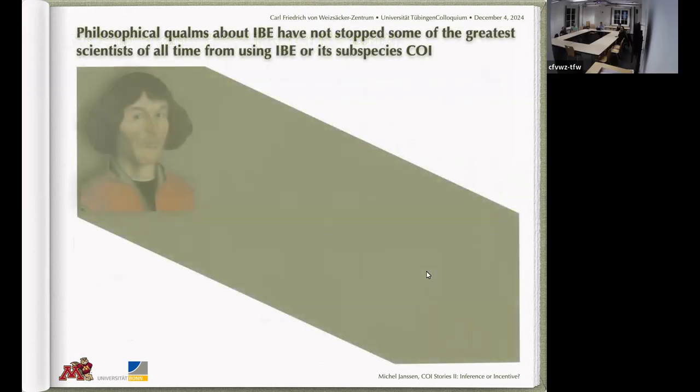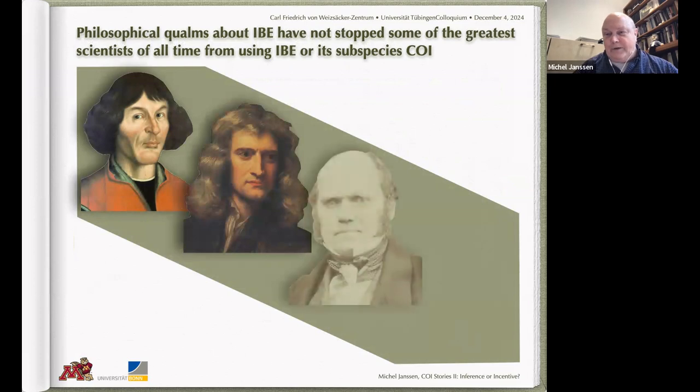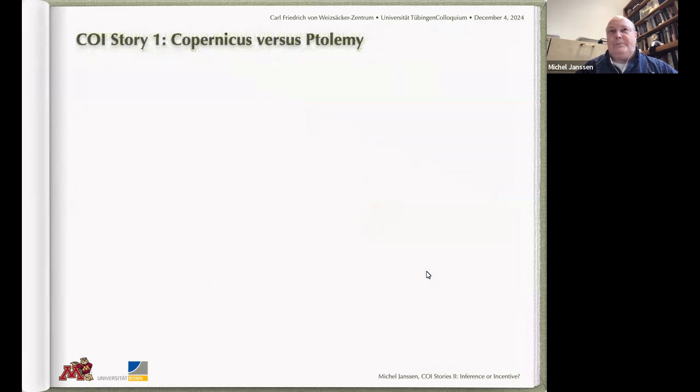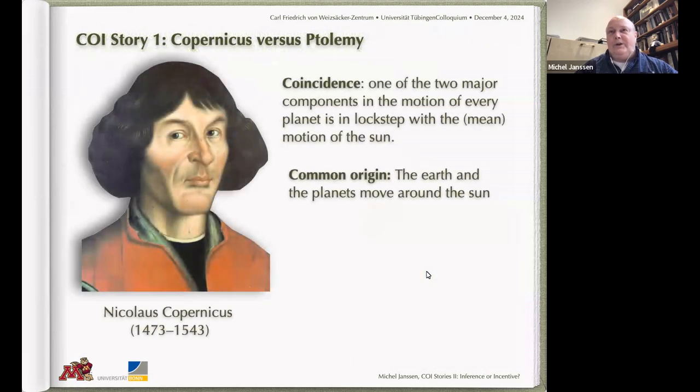Now, these philosophical qualms have not stopped some of the greatest scientists in the history of science from using what on the face of it looks just like IBE and COI. And I'm going to give you two of these COI stories. The first one is about Copernicus. Here the coincidence is that one of the two major components in the motion of every planet turns out to be in lockstep with the mean motion of the sun. And the common origin is that the Earth and the planets move around the sun.